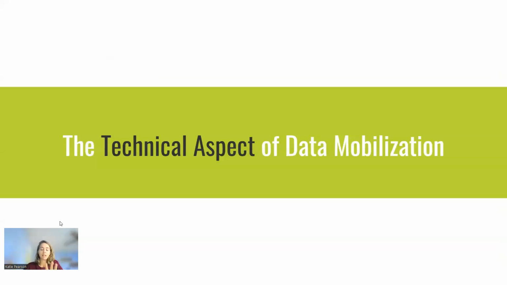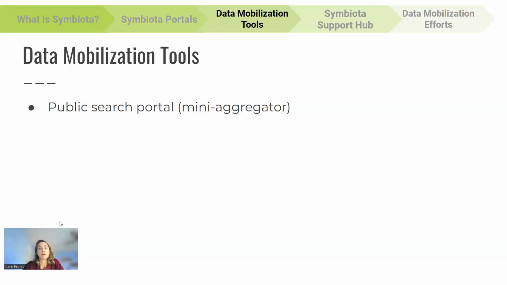So I want to talk about two main aspects of data mobilization that the Symbiota Support Hub is helping to move forward with this open source software. First of all, there's the technical aspect of data mobilization that Symbiota provides. And that is what I've kind of already explained, that it's a public search portal and a mini aggregator. So data can be imported into Symbiota portals as a spreadsheet. It can come in from other types of portals. It can be imported as a Darwin Core archive. So this is a pretty easy way of mobilizing data that might be living in a spreadsheet or just on one single computer somewhere. And so that's a base service that Symbiota portals provide.